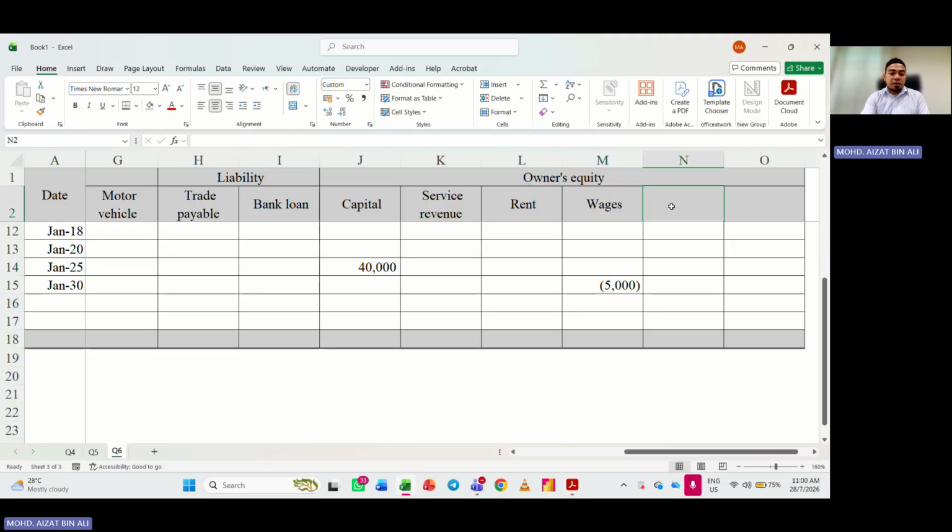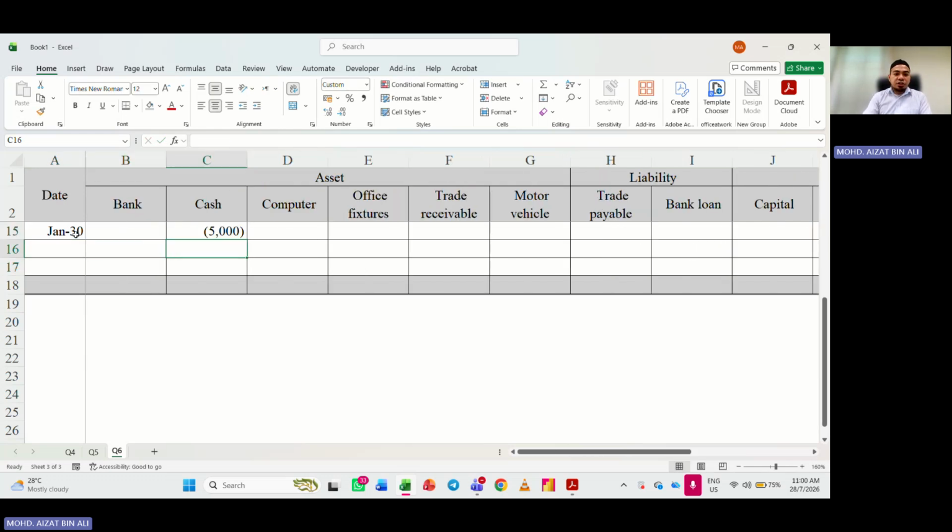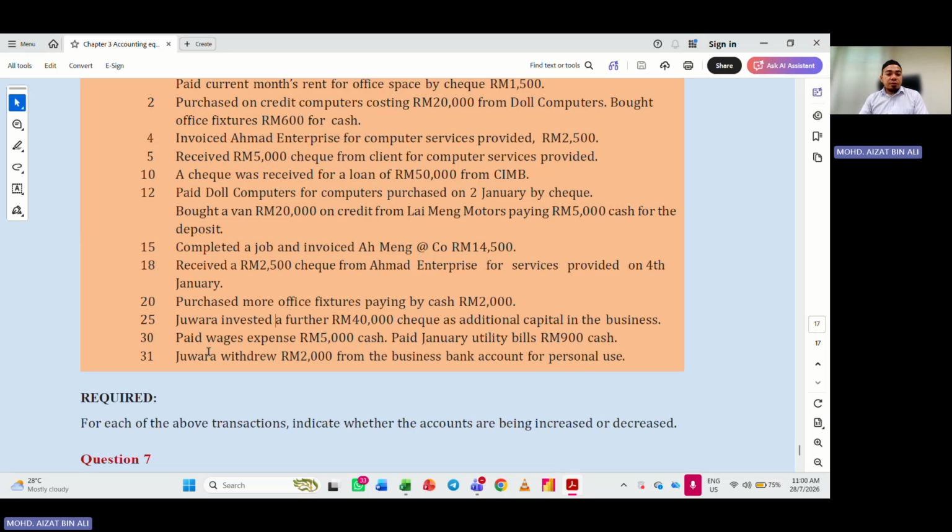And also, we paid January utility bills, 900 ringgit cash. So create another column, utility, and the amount is 900 ringgit. And for cash, the amount is 900 ringgit minus, because we paid using cash. Our cash decreases.